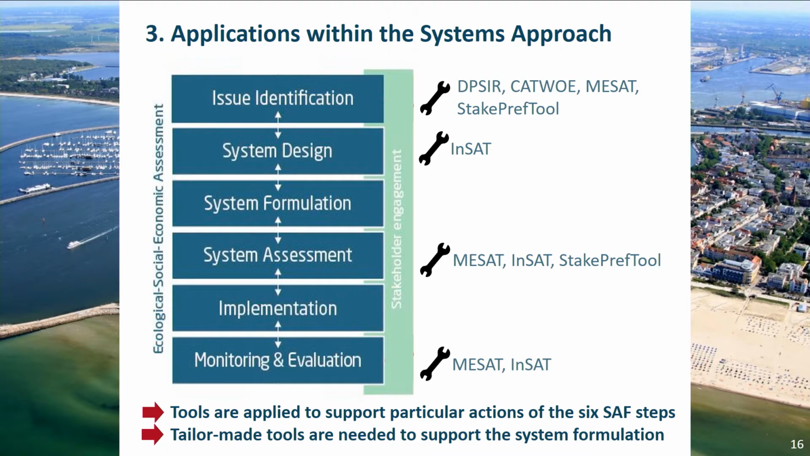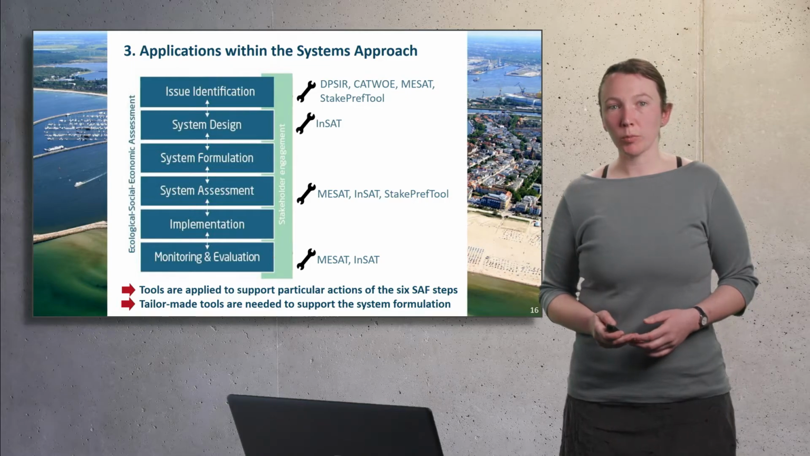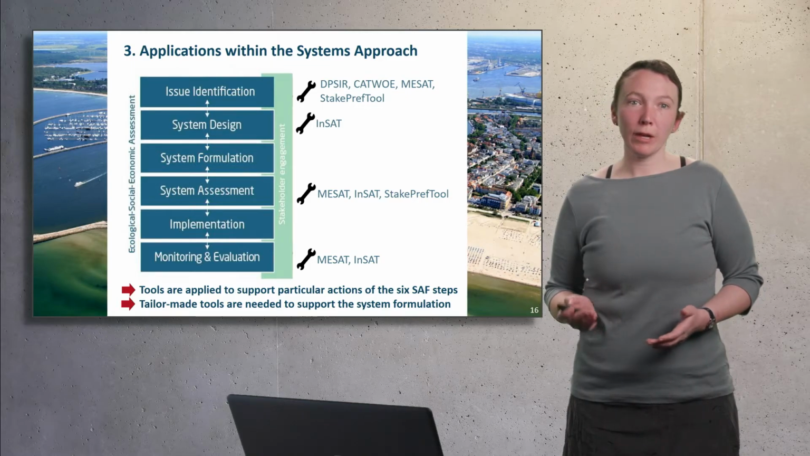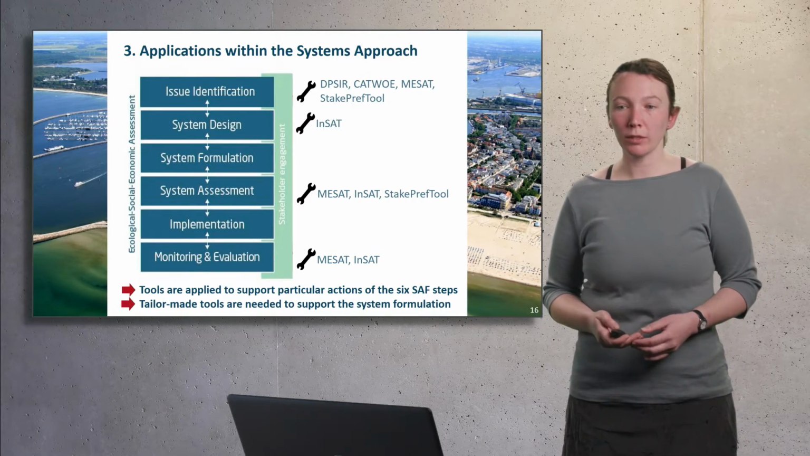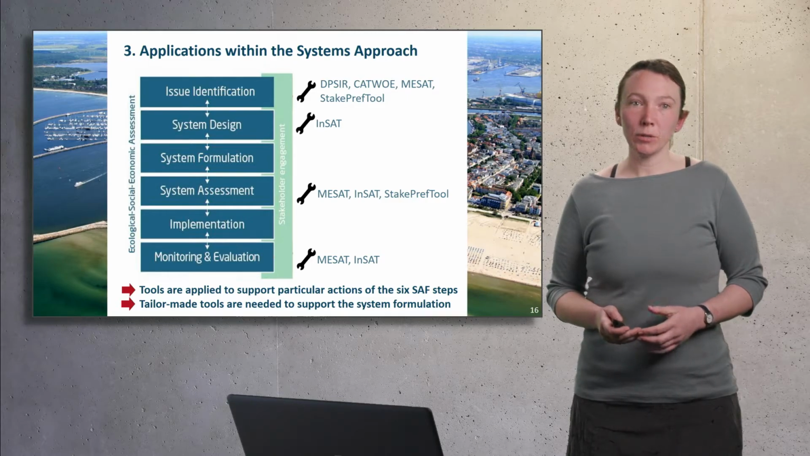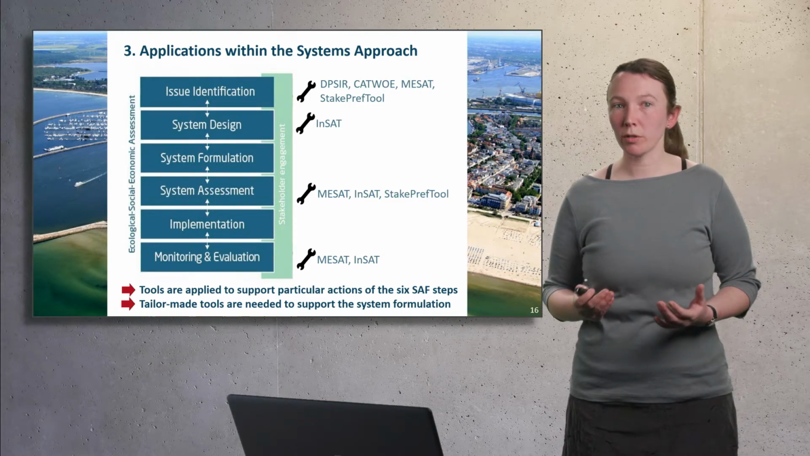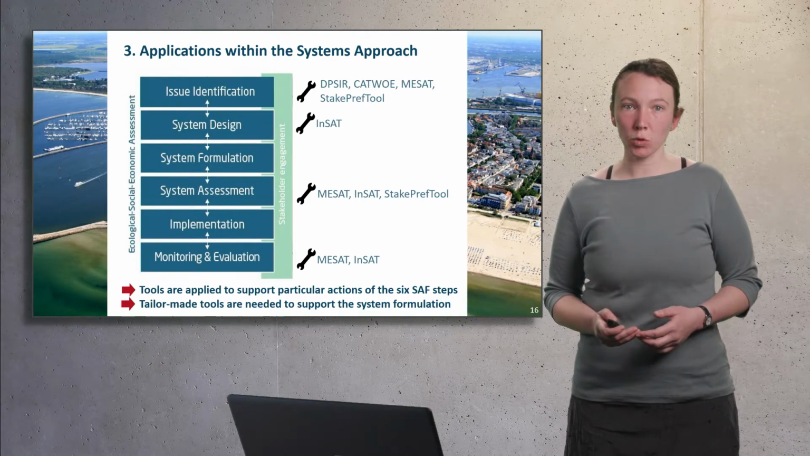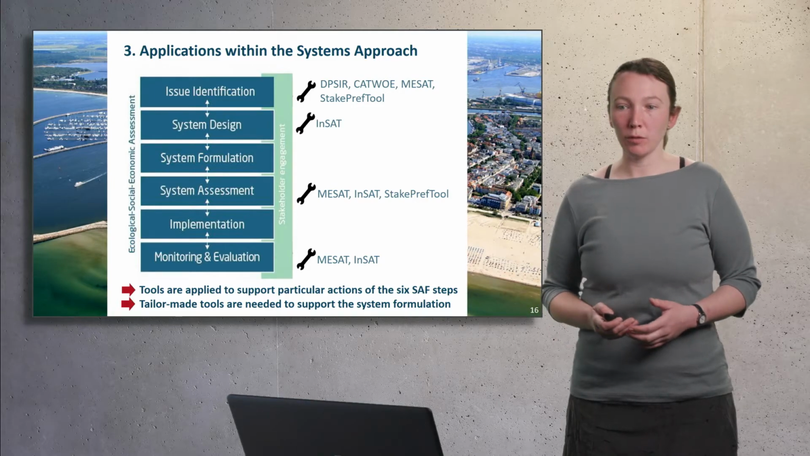Here you see an overview about the tools and in which steps of the systems approach framework they are applied. As you can see, the DPSIR and CATWOE are usually just applied in the issue identification, but the other 3 tools can be applied throughout the process as guiding tools as well. So, for example, with the Marine Ecosystem Service Assessment tool, you can apply it in the issue identification to assess what are the relevant ecosystem services in your study area and which ones might be affected.